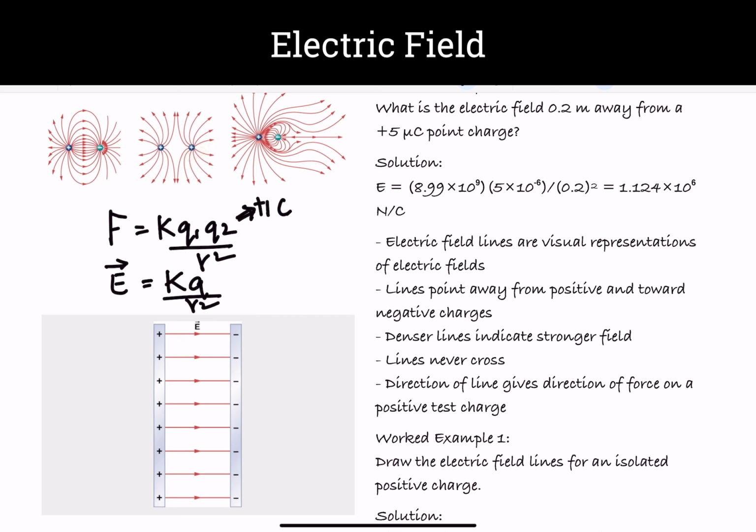Also, electric field lines can never cross. Why? Because remember that if you draw a tangent at any point, it gives the direction of the electric field. If two lines were to cross, then you could draw two tangents at one point, which is impossible. You can't have the electric field along two directions at the same point. That's why electric lines never cross.